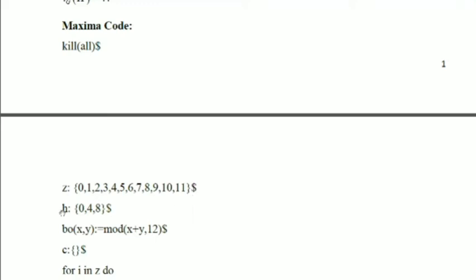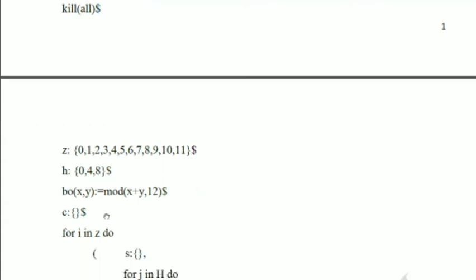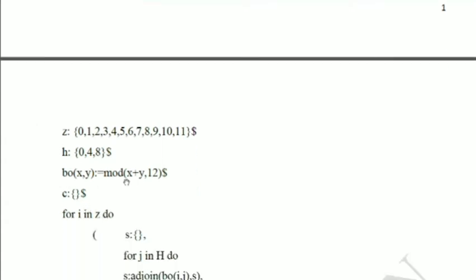And what was your subgroup? I had given this as H. This comprises elements 0, 4, 8. And what was your binary operation? It is addition modulo 12. Let me call that BO of x comma y. So whenever you use BO of x comma y, it is nothing but x plus y modulo 12. Since it's a function, we are using the assignment operator colon with equal sign: mod of x plus y comma 12.